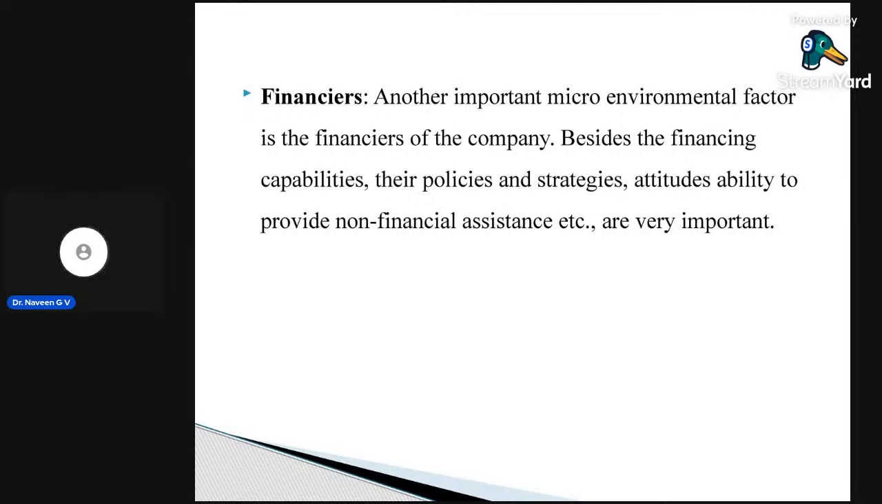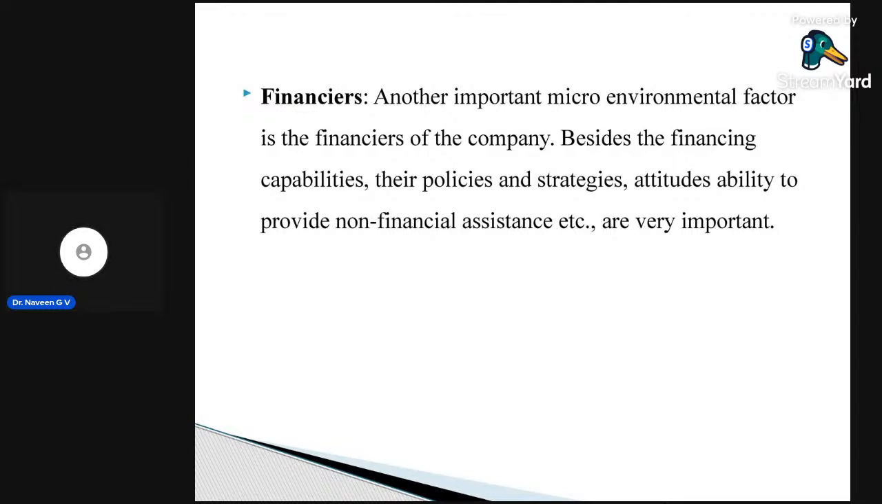Who is a financier? Another important micro environment factor is the financiers of the company. Besides the financing capabilities, their policies and strategies, attitudes, and ability to provide non-financial assistance are very important. Here, attitudes relate to the capacity to bear the risk for repayment of whatever loan amount has been taken from the different financiers. That indicates the capacity of the businessman or those who are seeking finance from the different financial institutions.